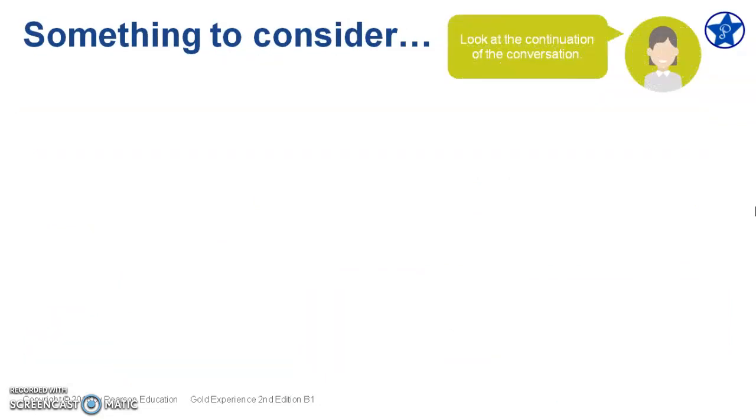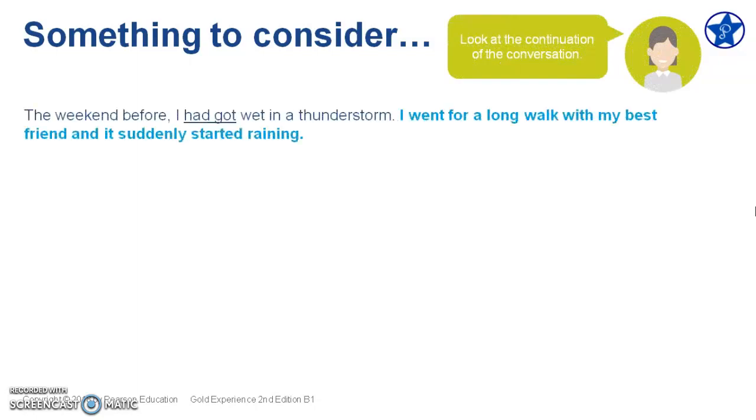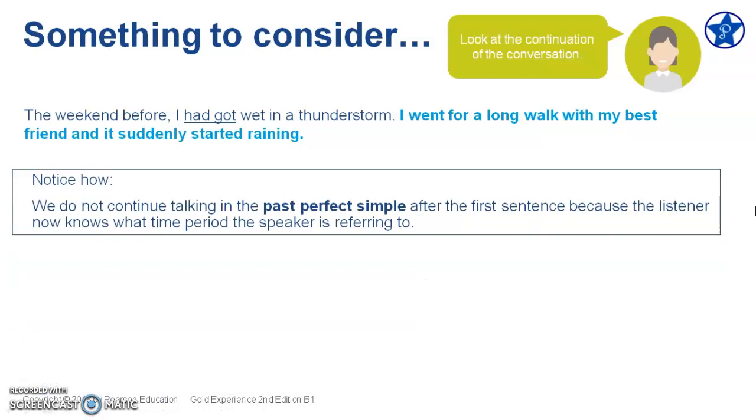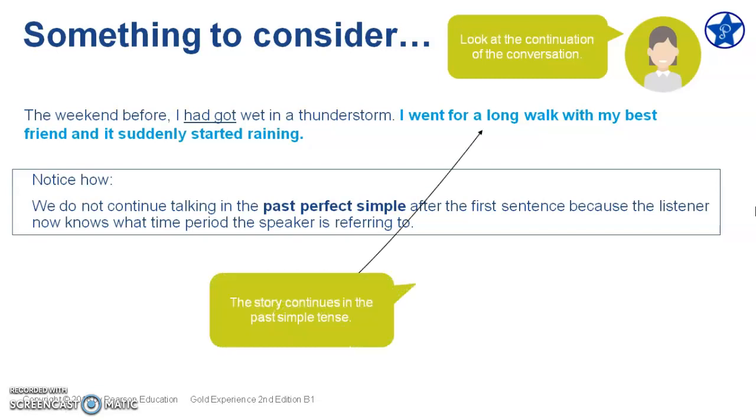Something to think about. Look at the continuation of the conversation. Notice how we do not continue talking in the past perfect simple after the first sentence because the listener now knows what time period the speaker is referring to. The story continues in the past simple tense.